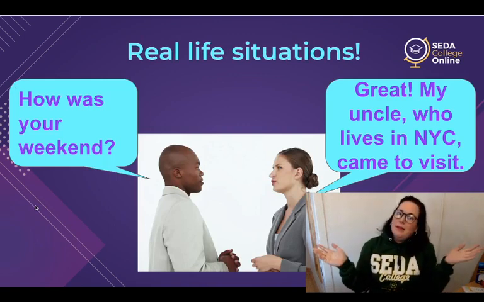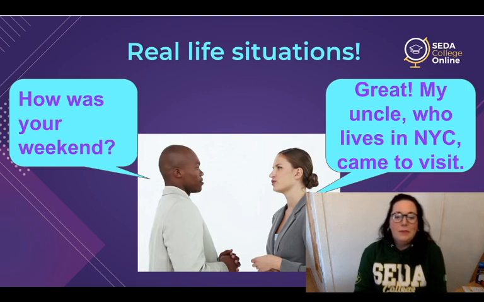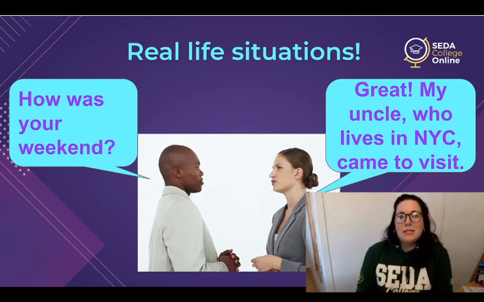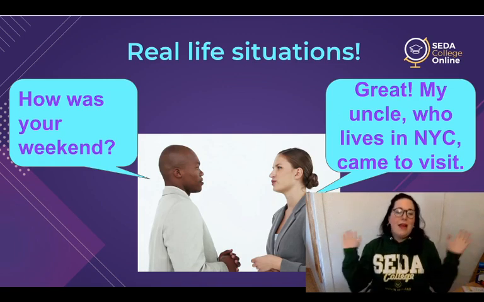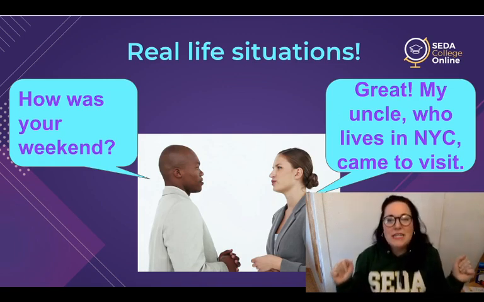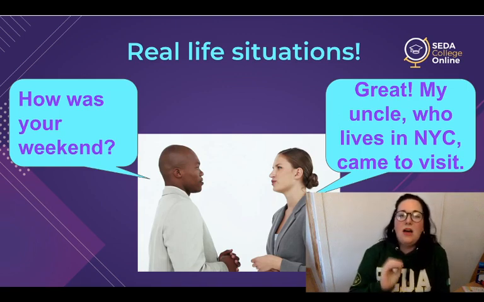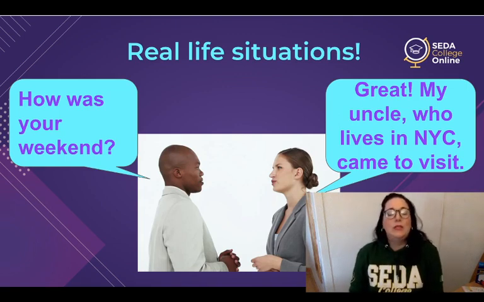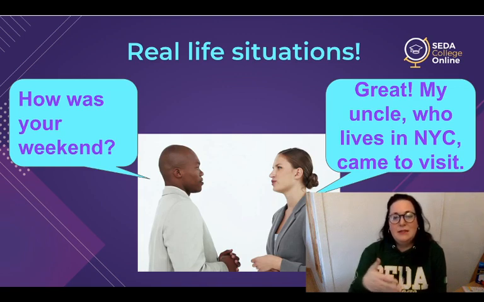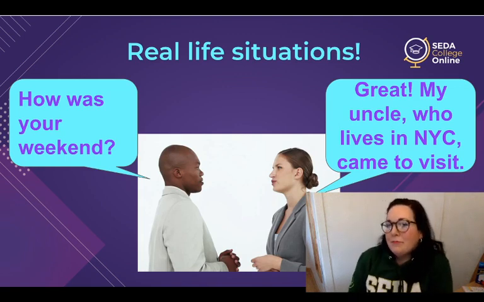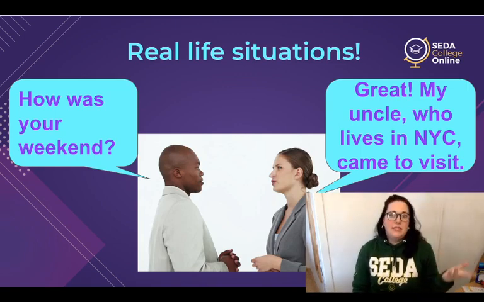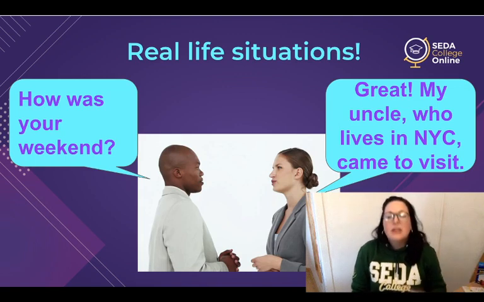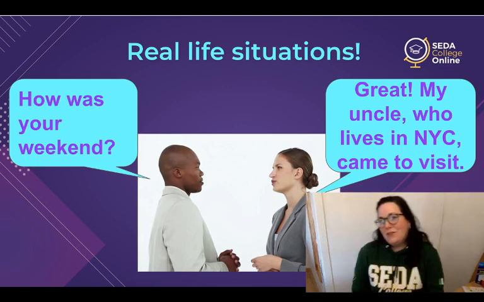These are our favorite couple, Mr. and Miss, him and her, and he says, how was your weekend? She says, great. My uncle, who lives in New York City, came to visit. What type of relative clause is that? Who lives in New York City in this sentence? Is it defining or non-defining? Tell me. You're right, non-defining, because she could say my uncle came to visit. Who lives in New York City is just giving us extra information about her uncle.